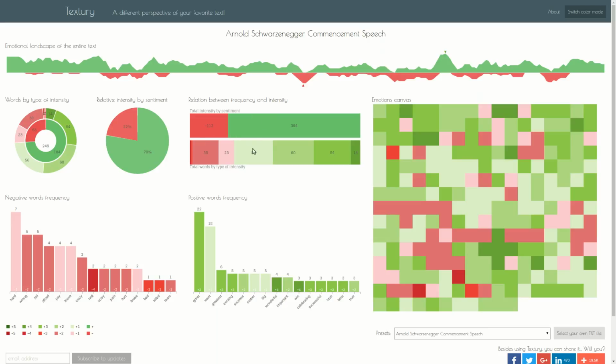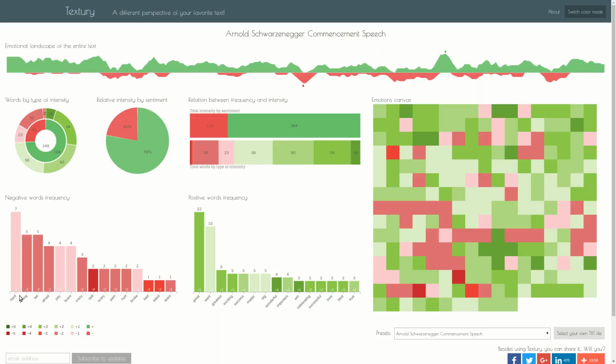This chart is a combination of 2. Here we have this chart, but in absolute values, so -113 and +394. This is the positive and negative total intensity. And these are these words here. Also, we have the negative and positive words frequency charts, which are histograms that show you how many words and how many times they are used.